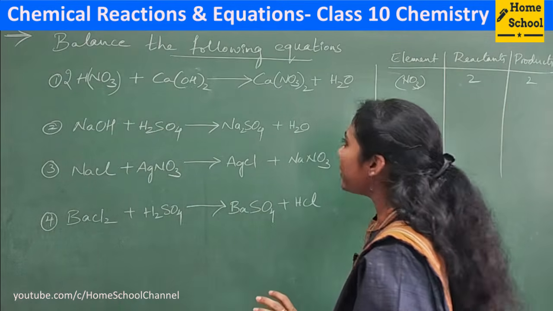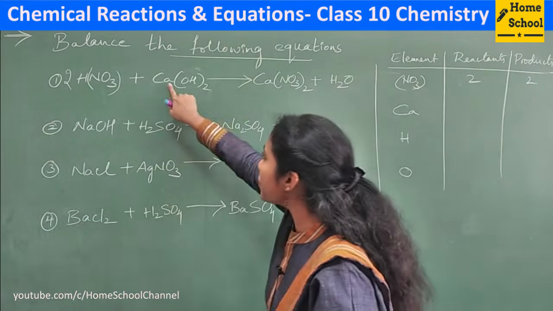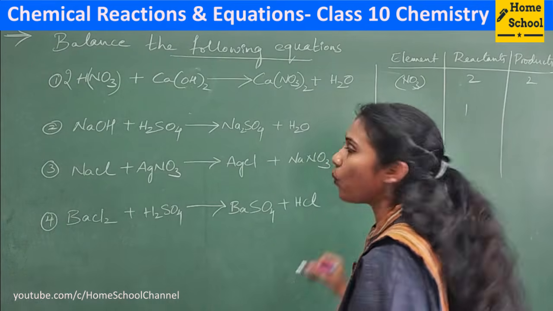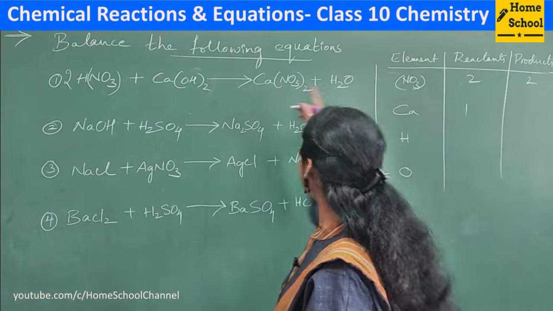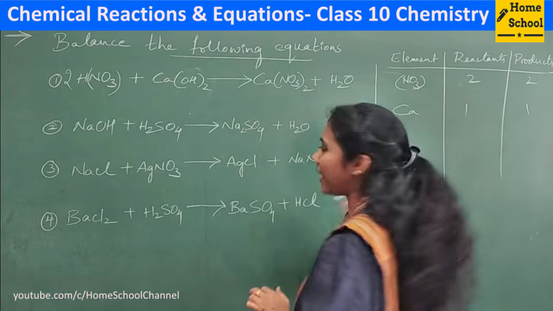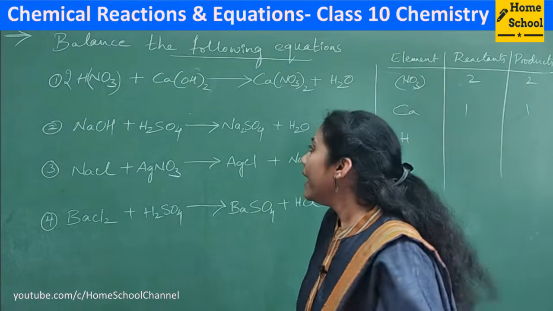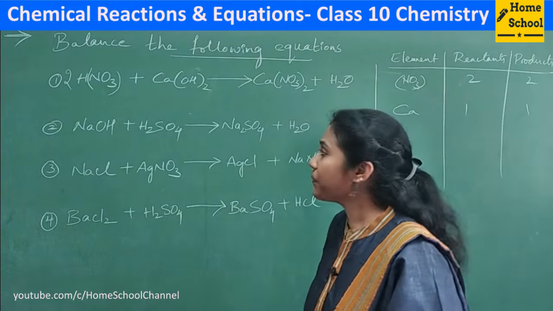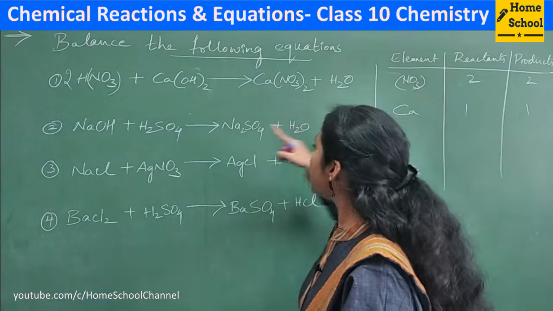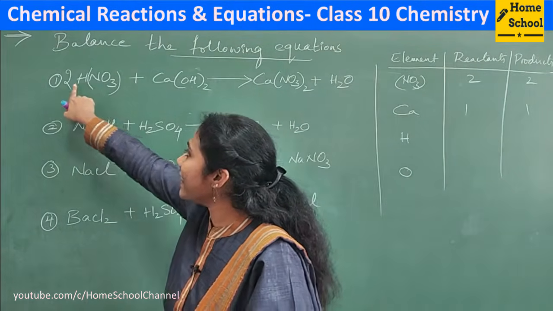Over. Now check with the calcium. How many calciums are there in the reactant side? 1 is there. How many calcium atoms in the product side? 1 calcium is there. Calcium is balanced. No need to worry. And coming to the hydrogen atoms. Okay. So how many hydrogen atoms are there in the reactant side here?